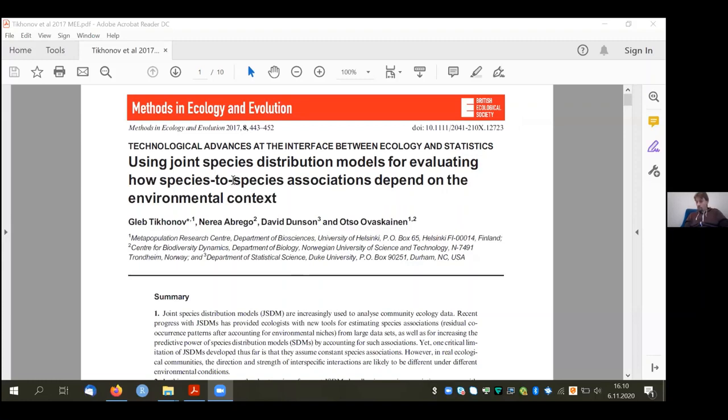I don't know if the other joint species distribution models that there are actually do this. If yes, maybe somebody could comment in the chat so people know which package to use for that purpose. Well, that was basically two points which I wanted to raise in this discussion. So now I give the stage to other members of the HMSC team.